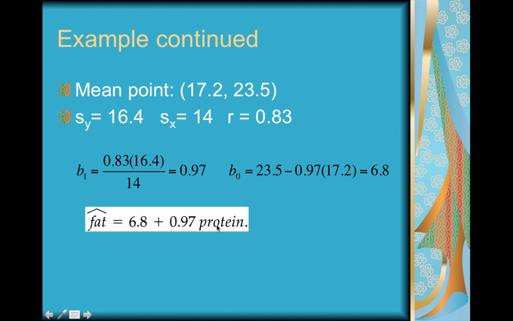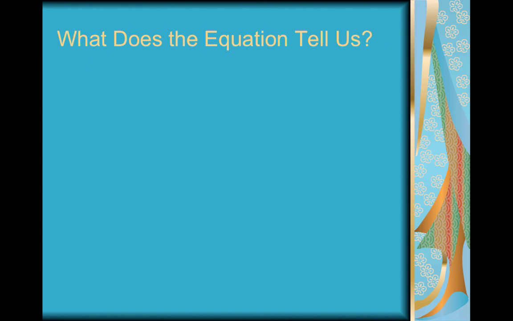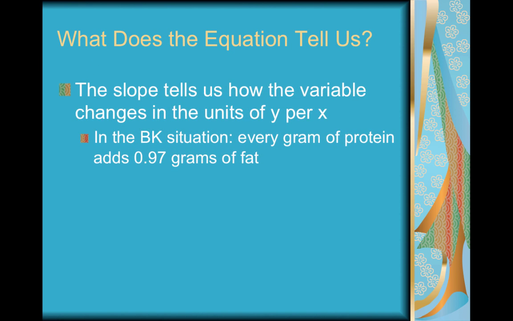So instead of x, we use protein, because protein was our x variable. Writing it like this means that it is in context, and that's what we're looking for. Once we have the model, we want to know, what does this equation actually tell us? Our slope will tell us how the variable changes in units of y per x. So in our Burger King situation, every gram of protein added 0.97 grams of fat.